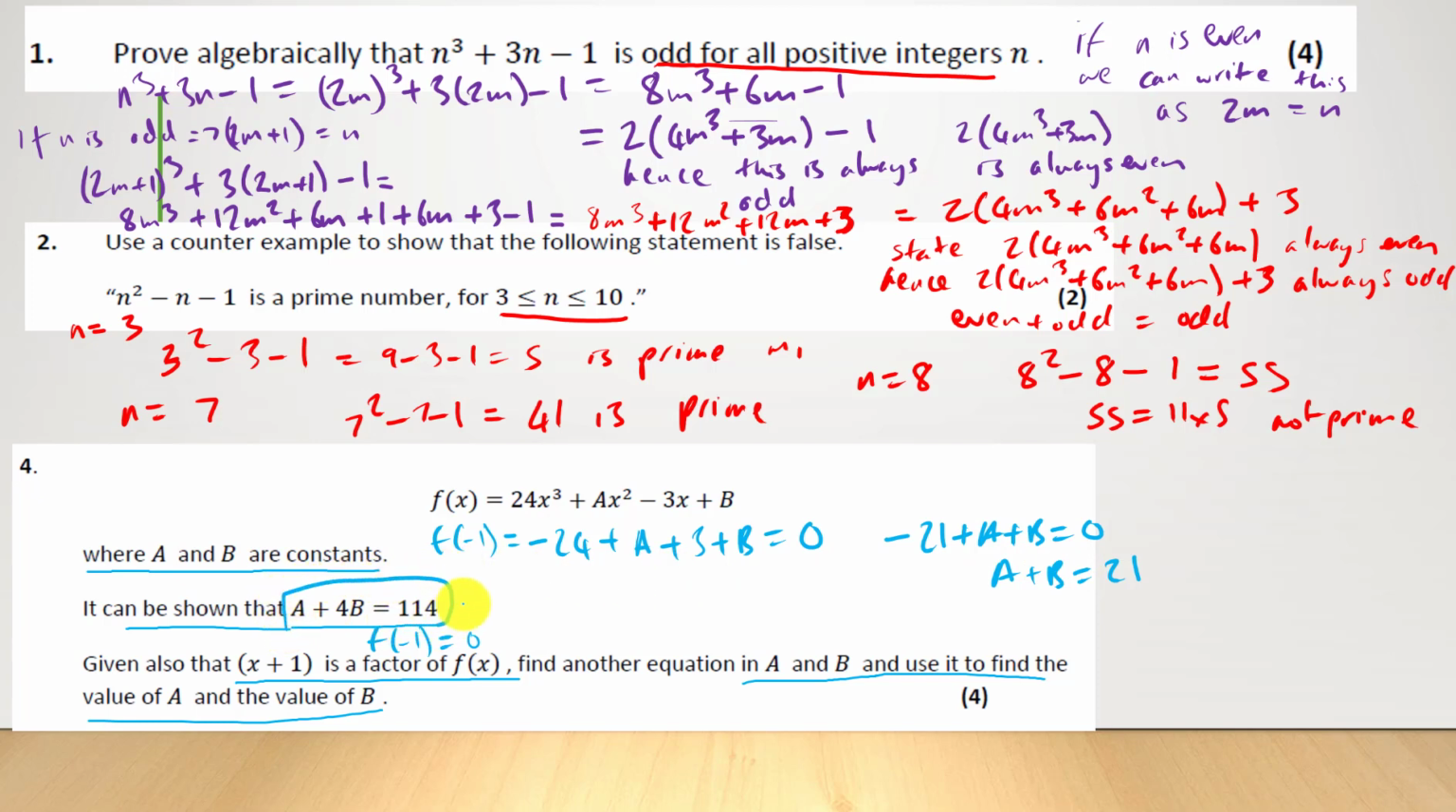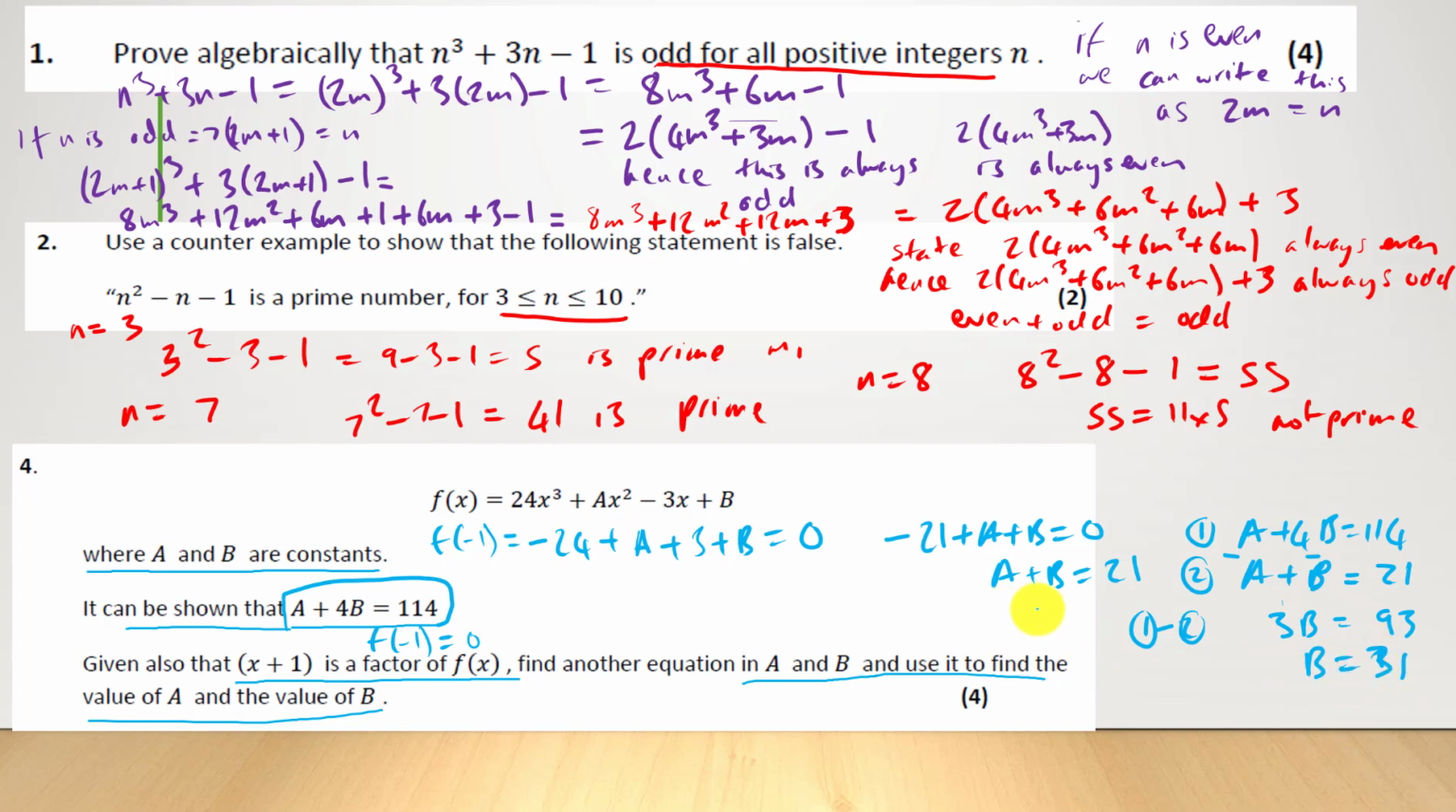This, we have to use this. So what skill is this? Let's write this here, a plus 4b equals 114. Write that underneath and it will look familiar. This is your simultaneous equation skills. So we can do equation 1 minus equation 2, and cancelling out a's, we're left with 3b equals 93. So b equals 31.